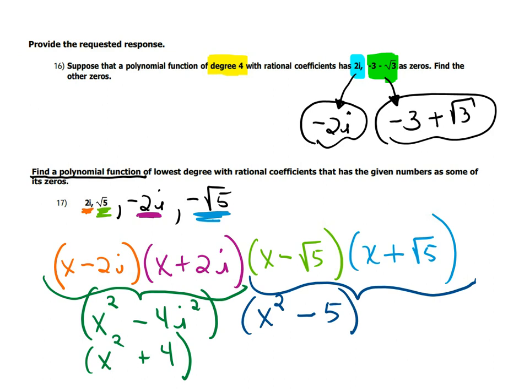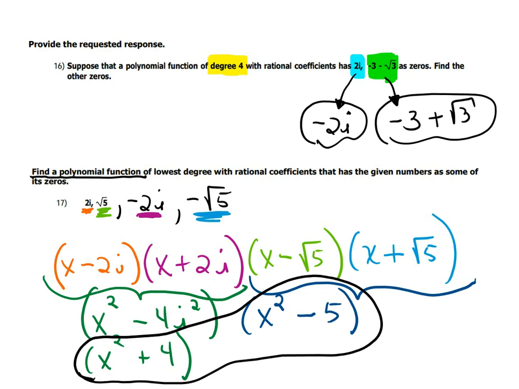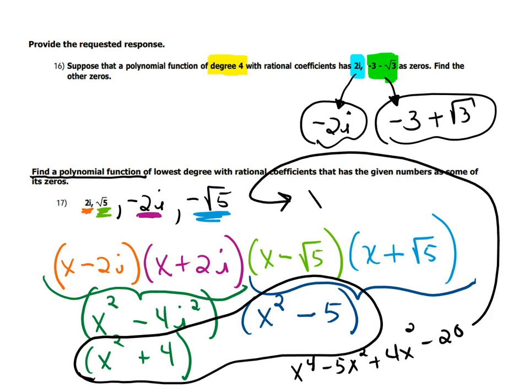So now what I have to do is multiply these two things together, FOIL that out. X squared times x squared is x to the 4th. My outside is a negative 5x squared. My inside is a positive 4x squared. And last times last is a negative 20. So follow me up here. My final answer is x to the 4th minus x squared minus 20. That was fun.